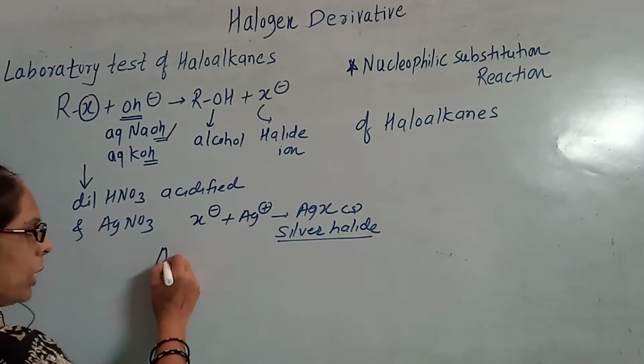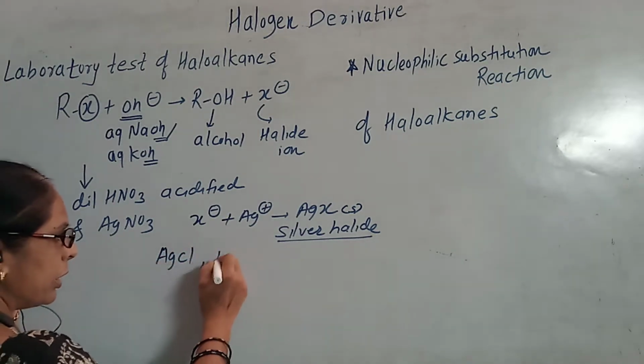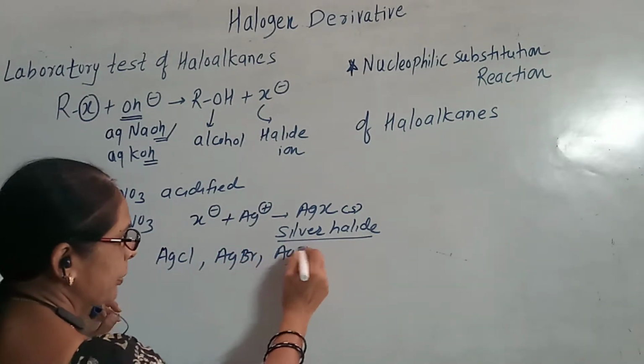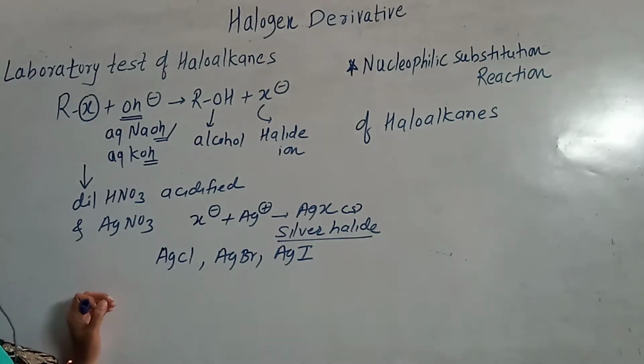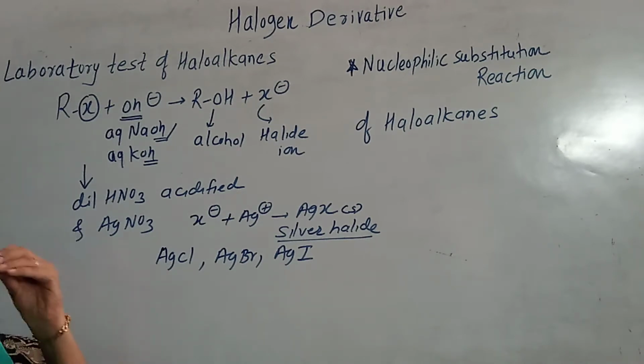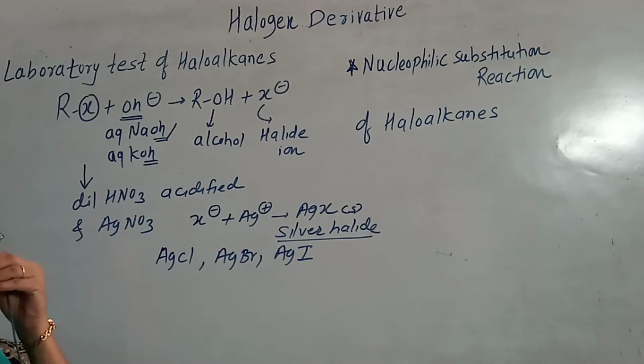In case of chlorine, you get a silver chloride precipitate, or a silver bromide precipitate, or a silver iodide precipitate. This precipitate will be obtained depending upon the halide ion present in the reaction mixture. So this is a simple, common laboratory test for the identification of the presence of the halide ion. Now let us go to the nucleophilic substitution reaction.